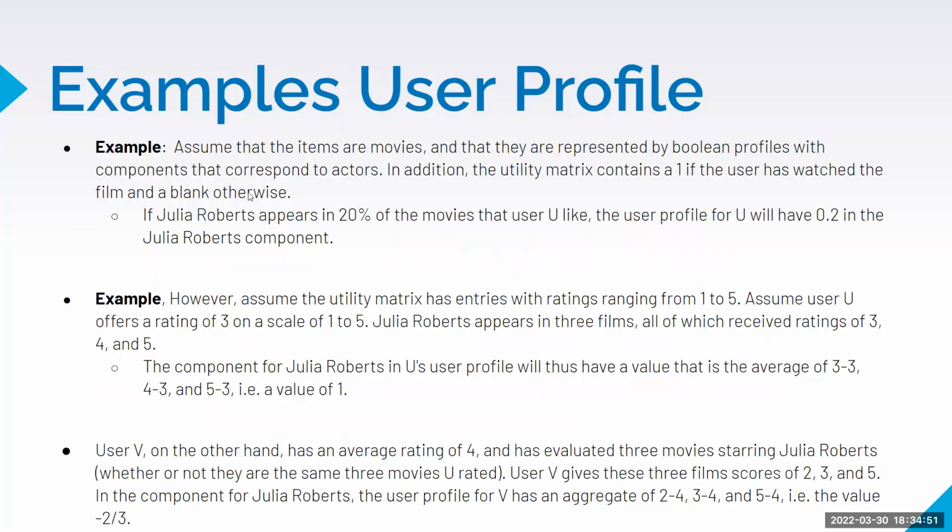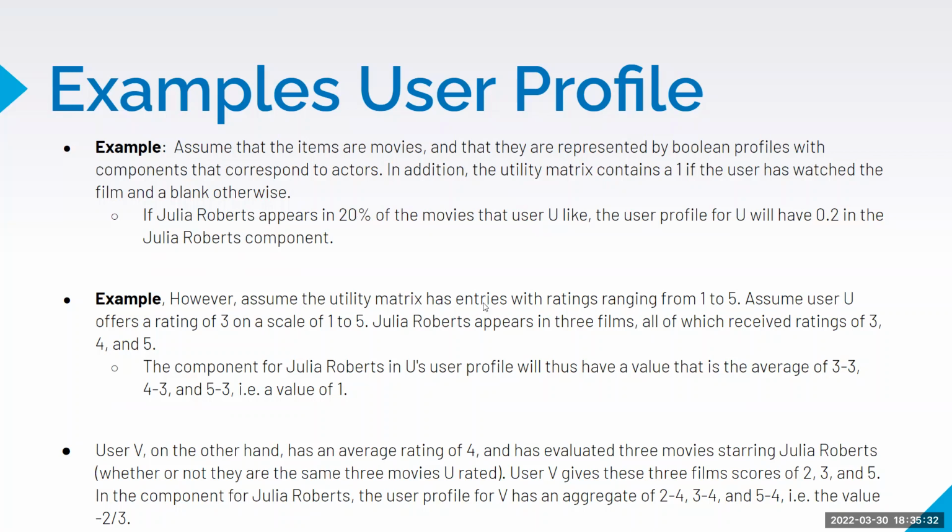One example: assume that the items are movies and that they are represented by Boolean profiles, with a component corresponding to each actor. In this, the utility matrix contains one if the user has watched the film and is blank otherwise. So let's say the actress Julia Roberts appears in 20% of the movies that user U likes. Then the user profile of U will have Julia Roberts as a component of 0.2. Now let's elaborate on that example with more features and more components.